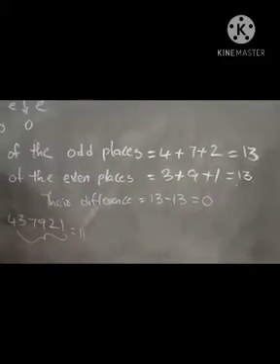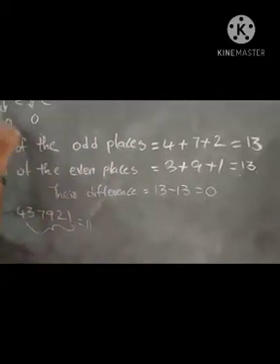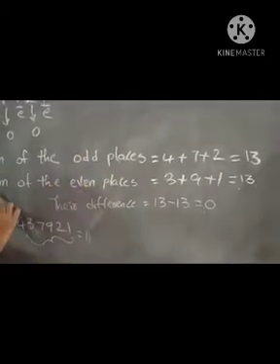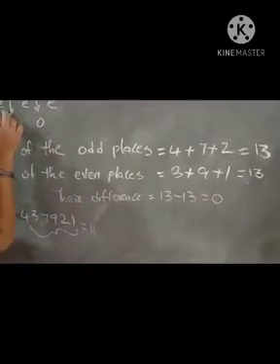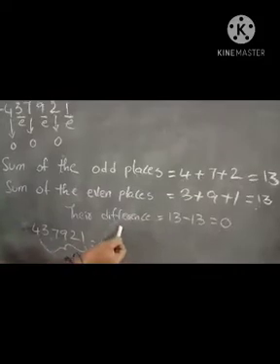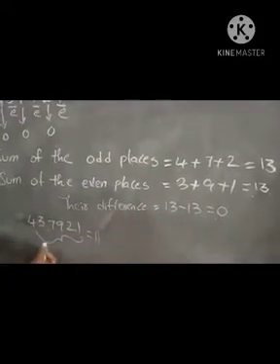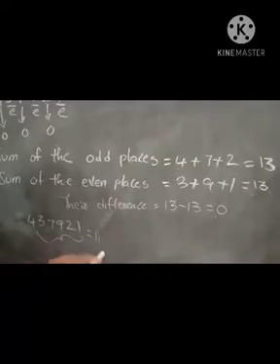Okay children, first we have to check the sum of the odd places. Sum of the odd places we have to add. Again sum of the even places, again we have to add the sum of the even places. What is the solution here? 0. Why? Because the difference is 0 now. That's why the total number is divisible by 11.